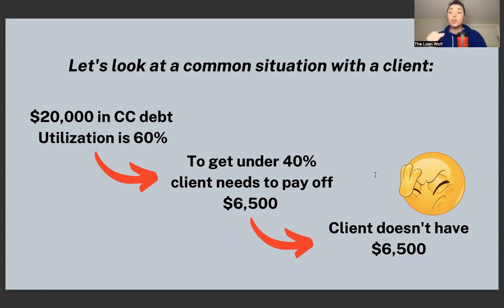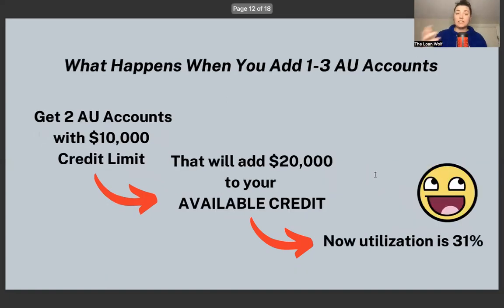Okay. But what if your client simply does not have $6,500? Imagine they're going through the home buying process and they just simply do not have that extra $6,500. How can you get this done? Here is the example. When you add 1 to 3 authorized user accounts, in this example, we are adding 2 authorized user accounts with $10,000 credit limits. So it's going to add an extra $20,000 to your client's available credit.